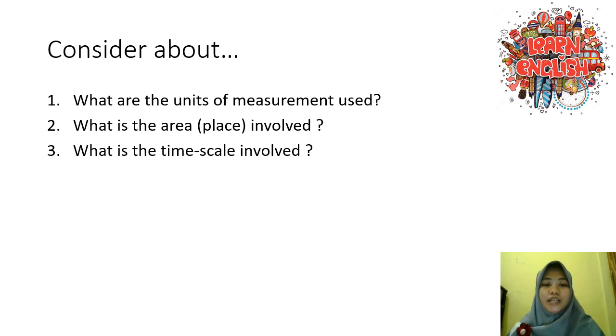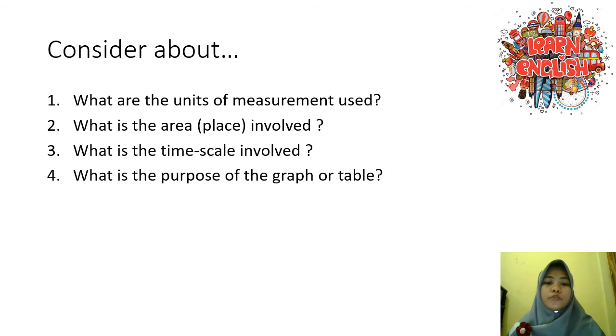And then the time scale involved. Is it per 5 years, per year, per 10 years, or something else? And then what is the purpose of the graph or table? Is it only to show certain data, or does it have a further purpose? You can consider that, and you can write it down in your graphs. Again, don't expose too much of your own opinion. But you can add it there in case you are really sure that it is true, valid, and good enough to be added to your writing.